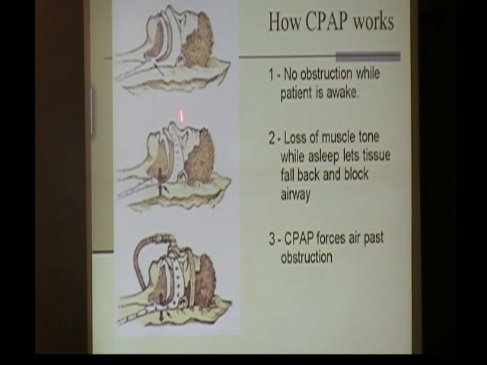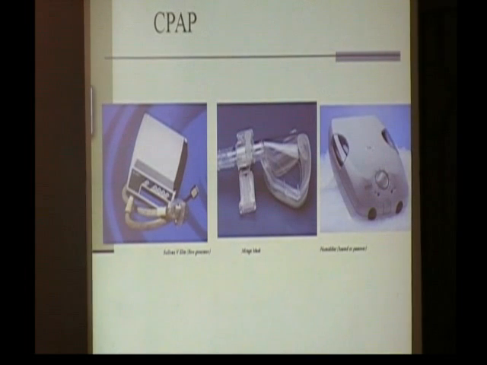So if you notice over here, this is how it works. So there's obstruction, air is pushed here, and the oxygen normalizes, breathing normalizes. The machines are getting smaller, and unfortunately getting cheaper. Okay?